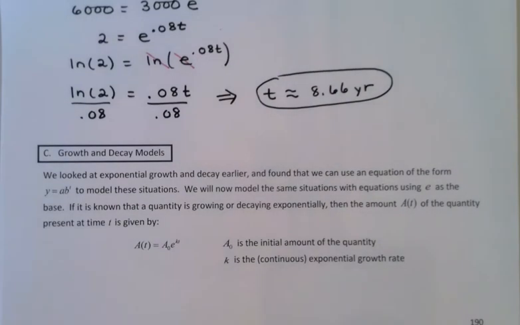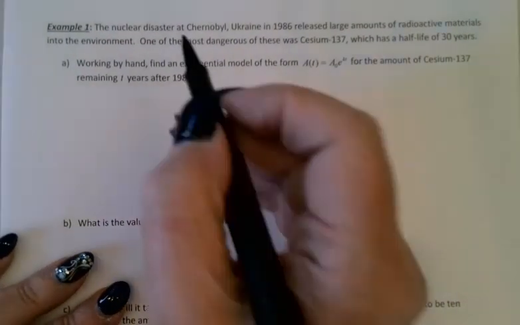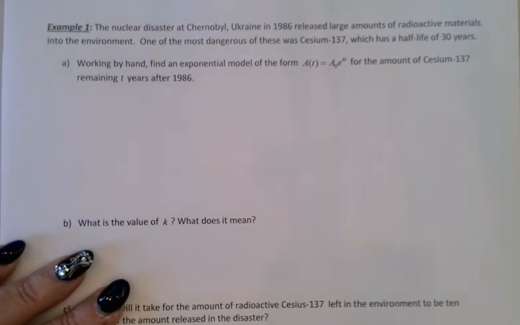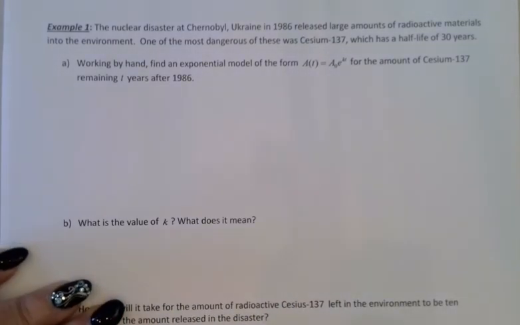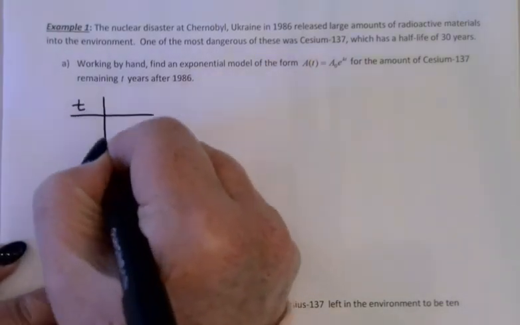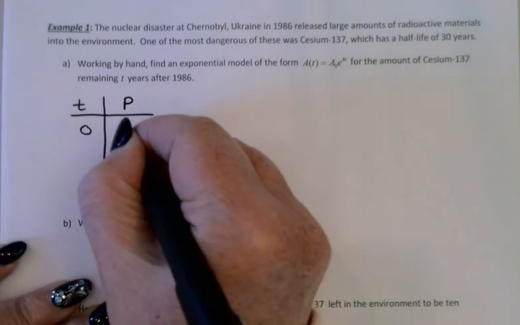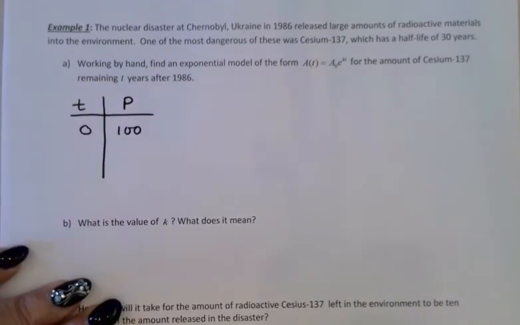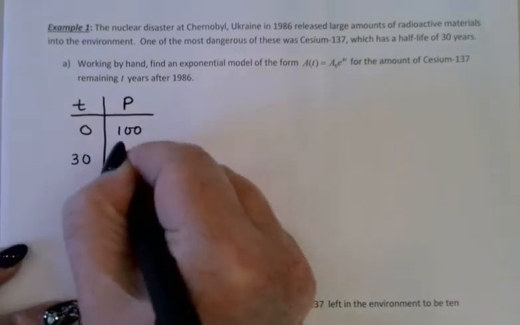So we're going to look at first a problem that we've actually seen before, just for comparison purposes. Here's that nuclear disaster at Chernobyl again. Cesium-137 has been released with a half-life of 30 years. And I'd like to work by hand to find an exponential model of our continuous form for the amount of cesium-137 t years after 1986. So once again, at time 0, which is 1986, we would assume we start with 100% of the cesium that was released. And then since the half-life is 30 years, after 30 years we'd be down to 50%.